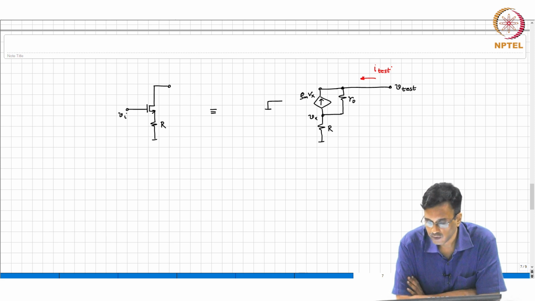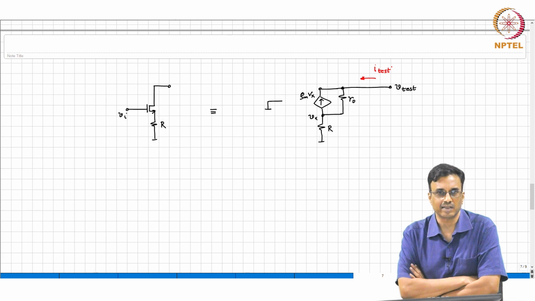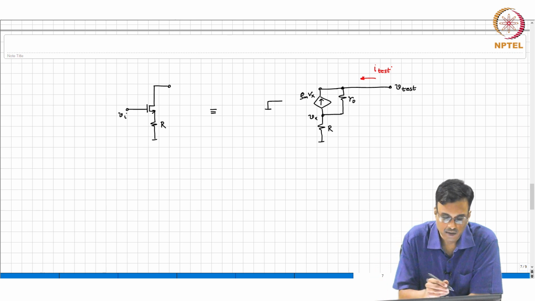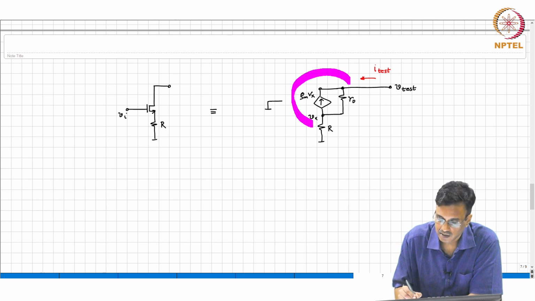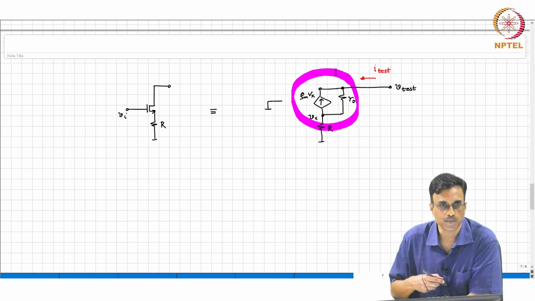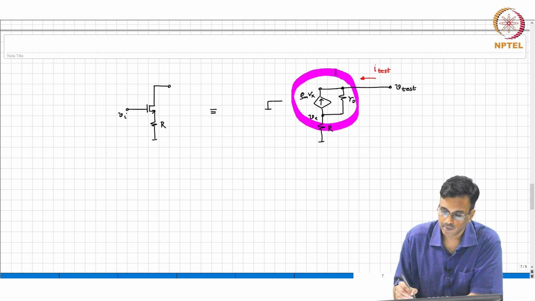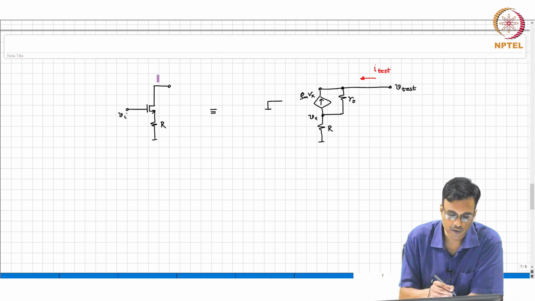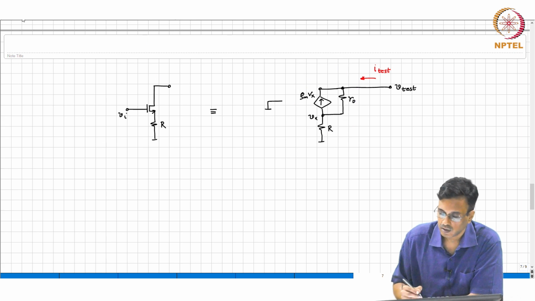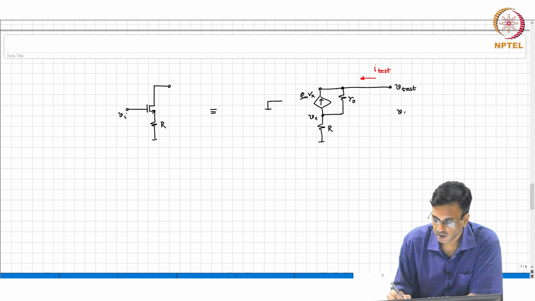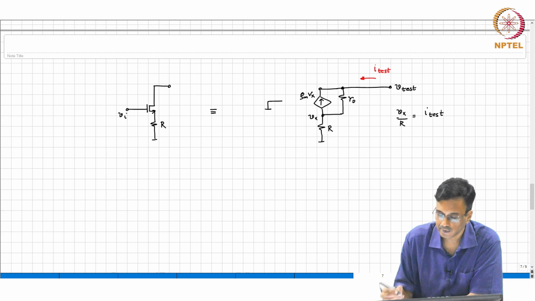Vx. Okay, once we find Vx, we'll be able to find I test as simply being equal to, the easy way, Vx by R. All right, I test. Remember that this is still a Gaussian surface type thing, right? Whatever current is pulled out will be coming out from the other side. So Vx by R must be equal to I test. The question is, what is Vx?